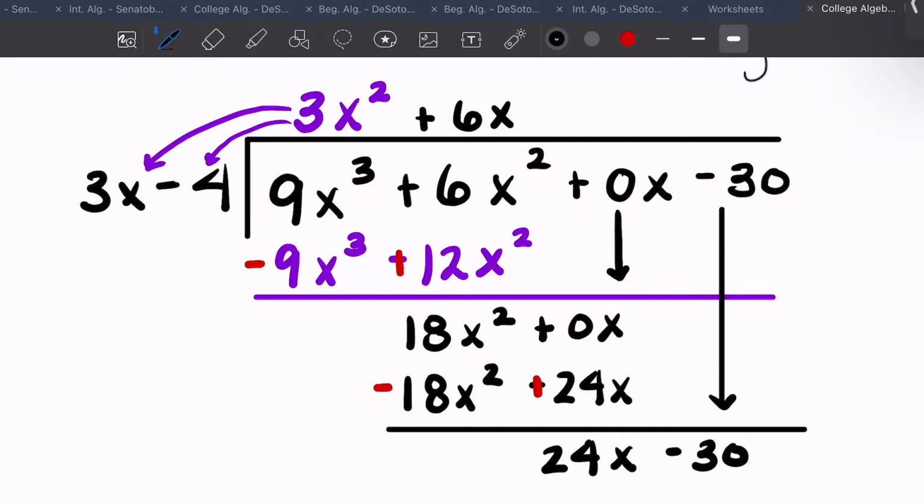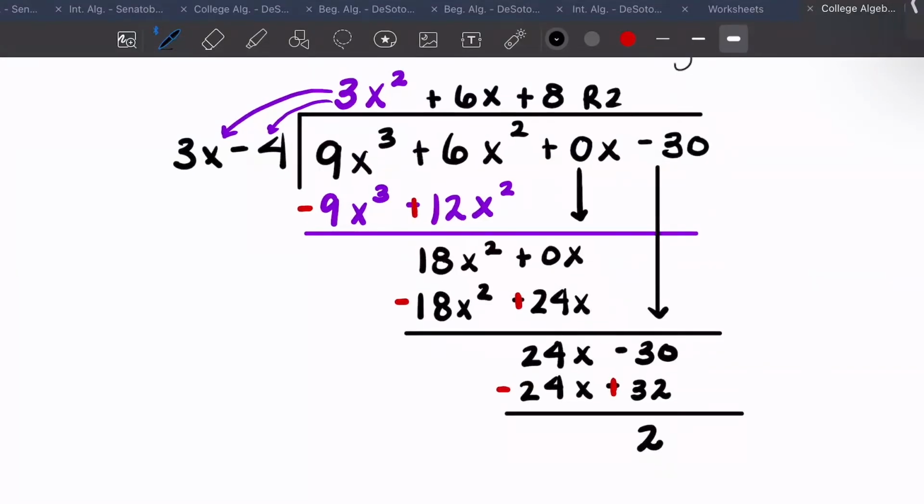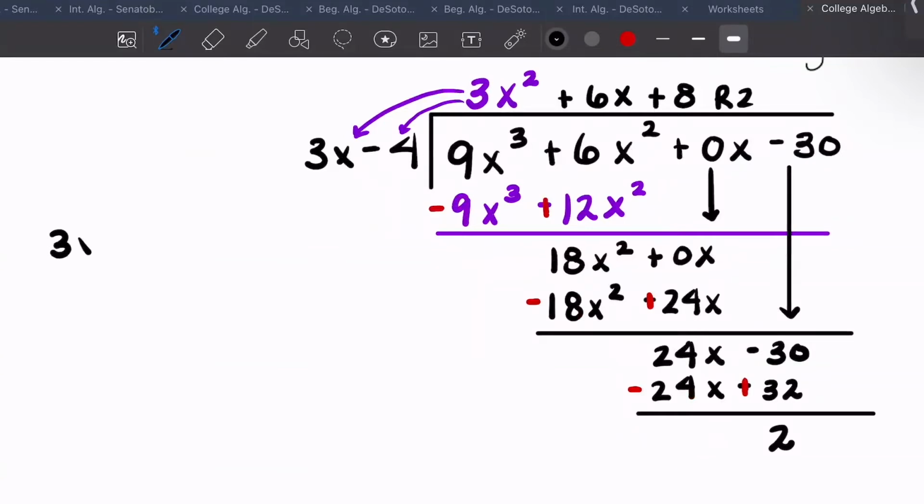3x is going to match to 24x, so you say plus 8. You multiply both of them: 8 times 3x is 24x, and 8 times negative 4 is negative 32. Now you change your sign and you get 2. 2 is your remainder. And then you're done. So your answer is 3x squared plus 6x plus 8 with a remainder of 2.